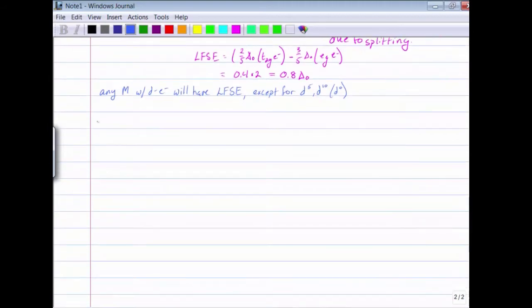So geometries can shift even more to provide more ligand field stabilization energy. And I will give you an example of that. So the geometries can shift to provide even more ligand field stabilization energy than you would find in an octahedral case. And I'm going to use copper 2 as my example. Copper 2 is a D9. You remove the 2 electrons from the s orbital.